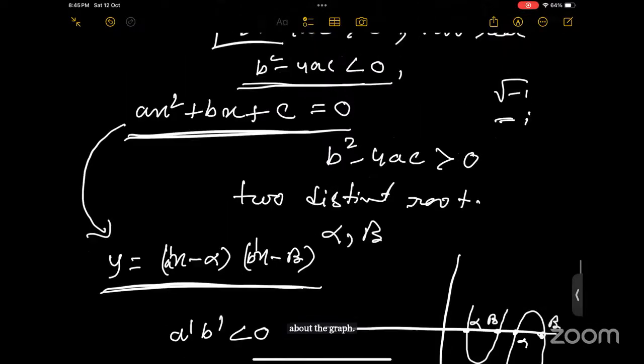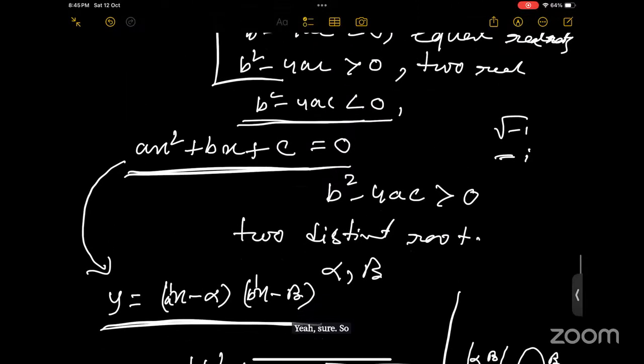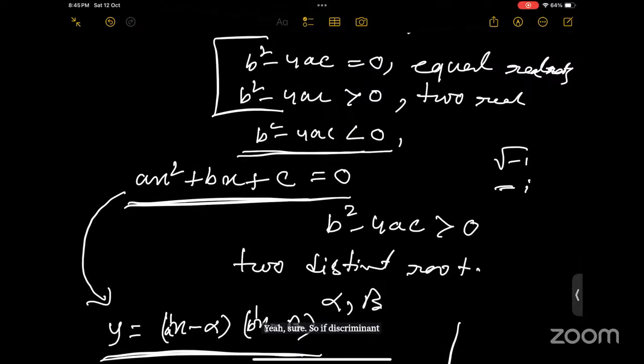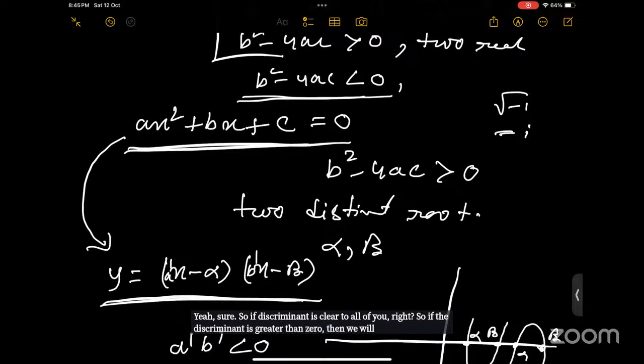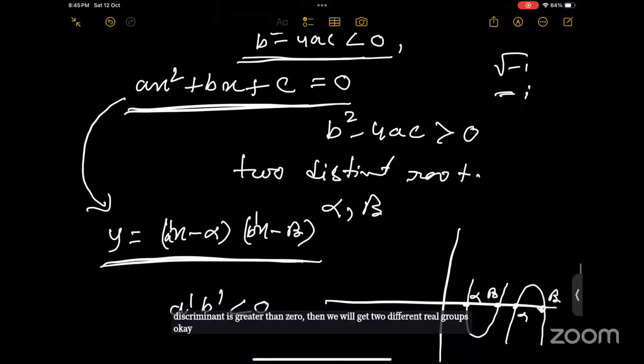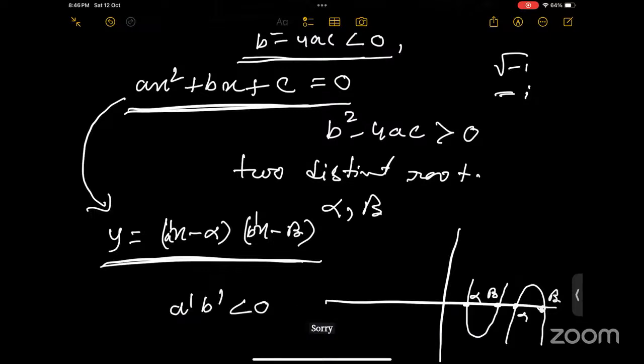Yeah, sure. So if the discriminant is clear to all of you, if the discriminant is greater than 0, then we will get two different real roots. If we have two different real roots, we can consider them as alpha and beta. Suppose alpha dash and beta dash. So this is the expression.